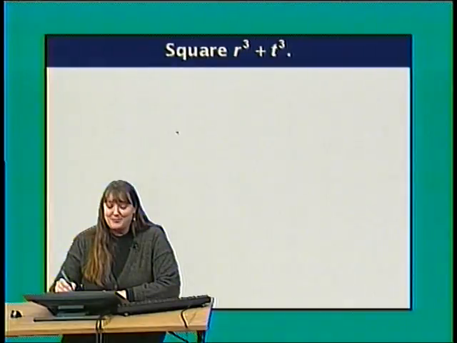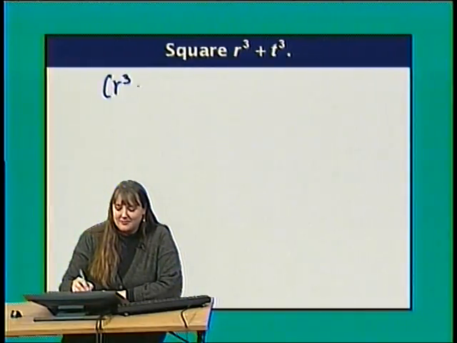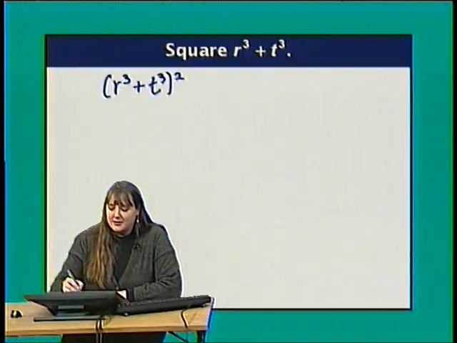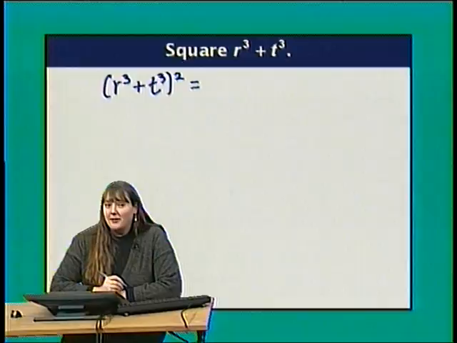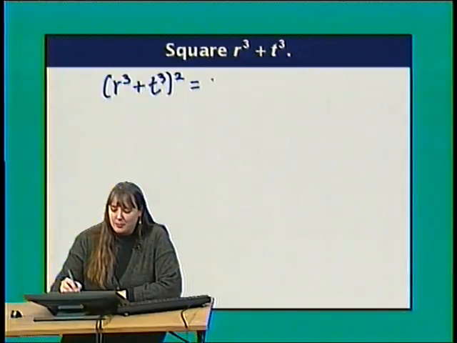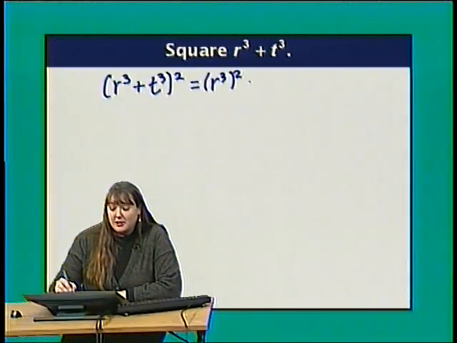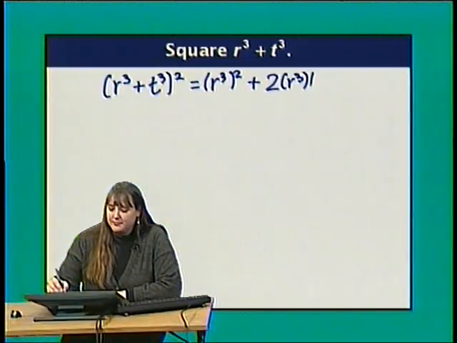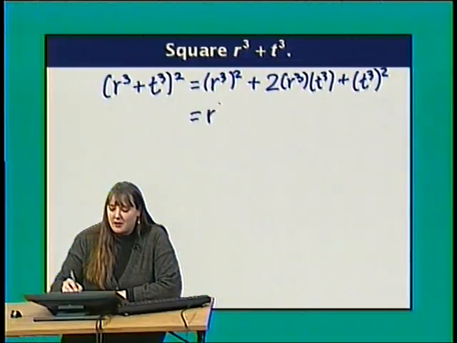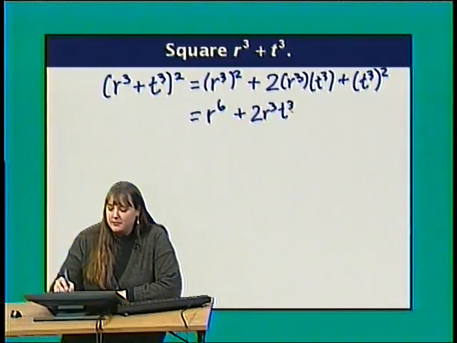Let's square r cubed plus t cubed. This is one of those special products. Here we should get a squared, in this case a is r cubed, plus 2ab, so 2 times r cubed, and in this case b is t cubed, plus b squared, so t cubed squared. This simplifies to r to the 6th plus 2r cubed t cubed plus t to the 6th.